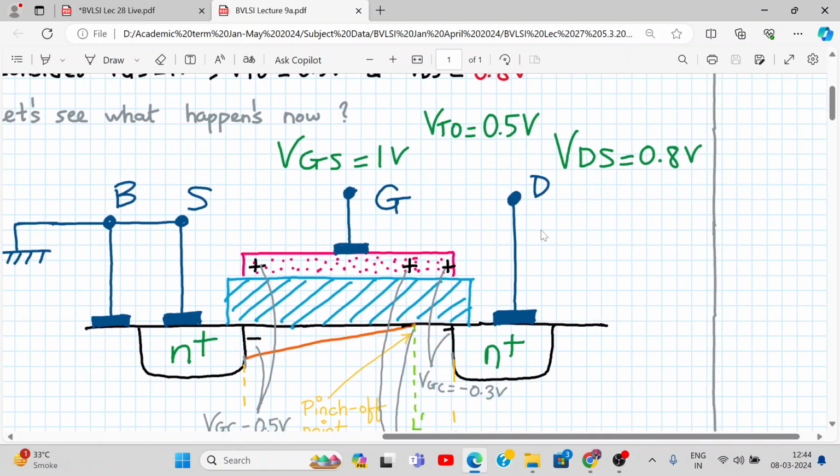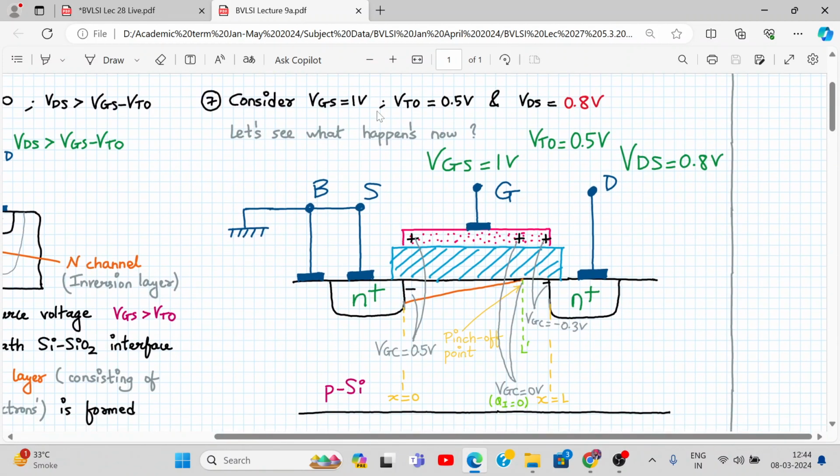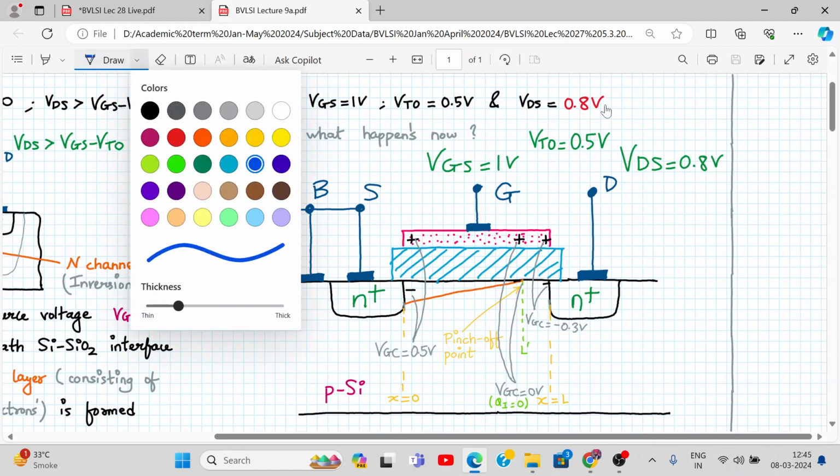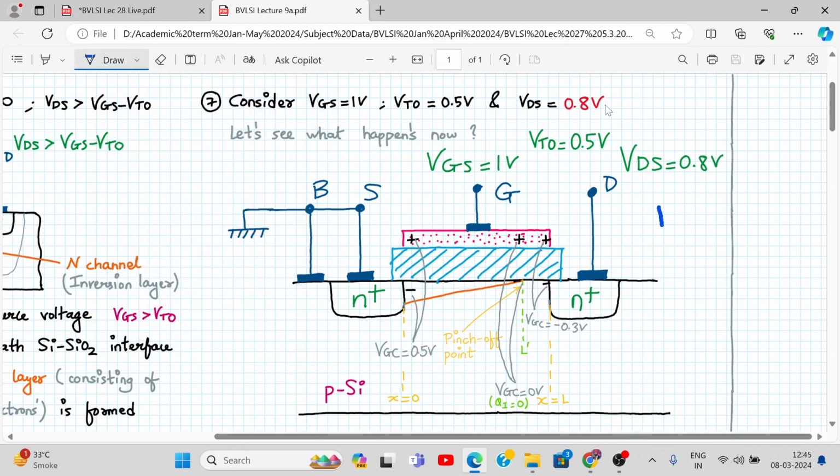Now let us see what will happen now. Let's say VGS is 1 volt. I hope this PDF is visible, right? VTO is 0.5, VDS is 0.8 now. So tell me, how will you calculate VGC, gate to channel voltage at the drain end? कैसे calculate करोगे? VGS minus VTO minus VDS, correct? कितना हुआ ये? 0.5 minus 0.8. How much it is?